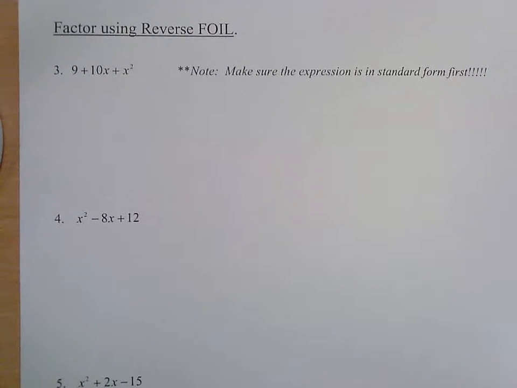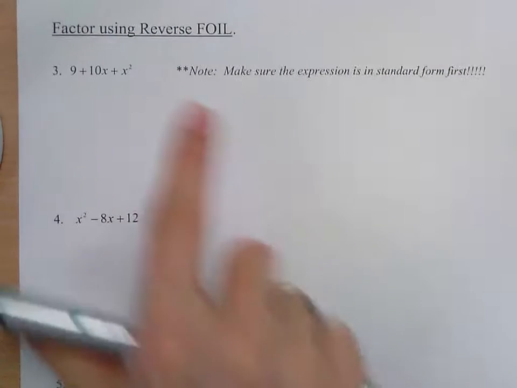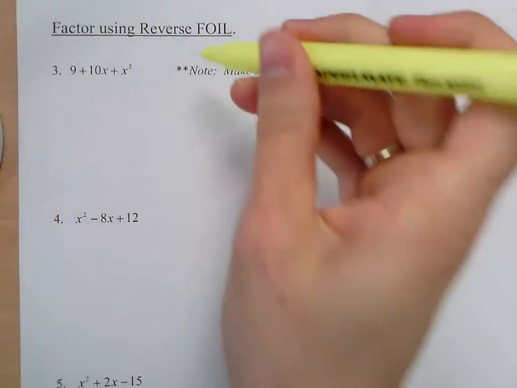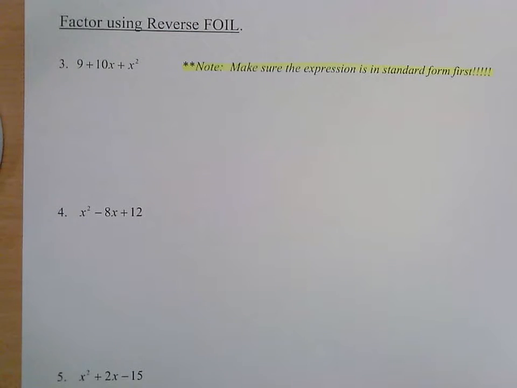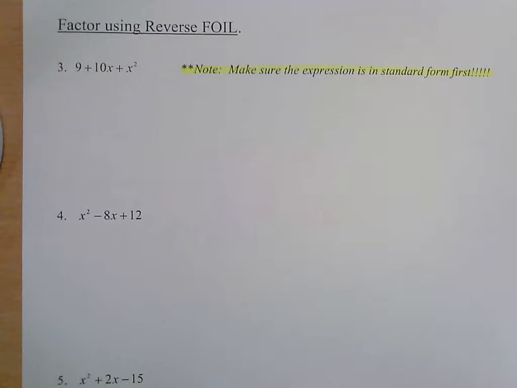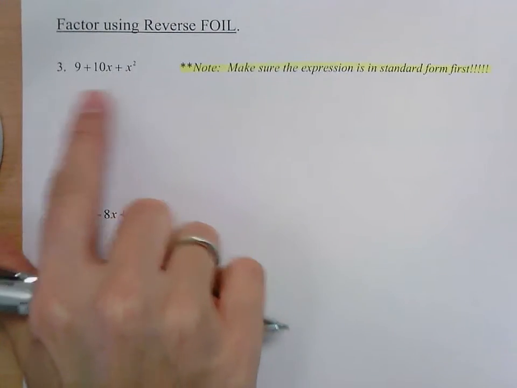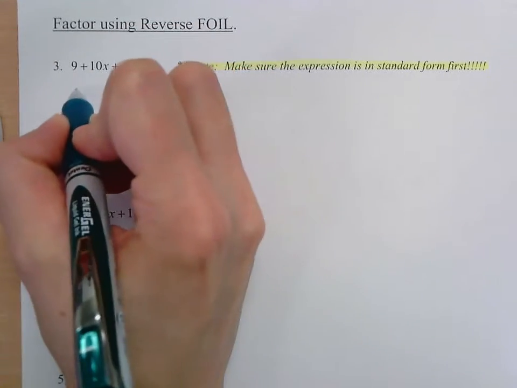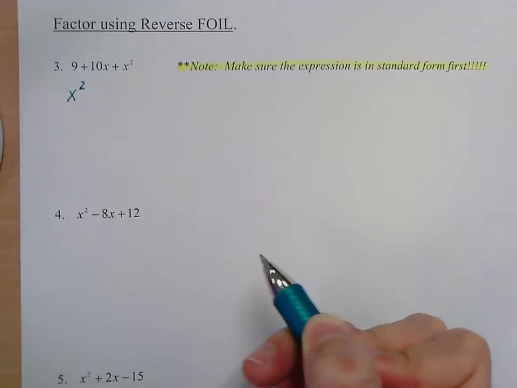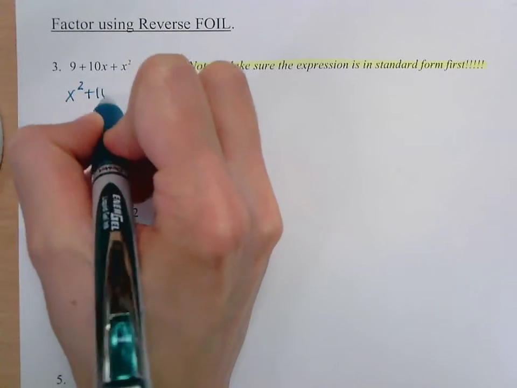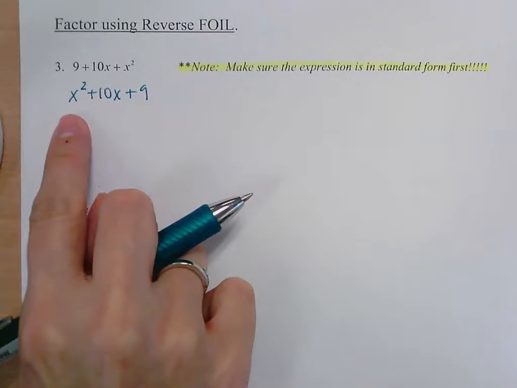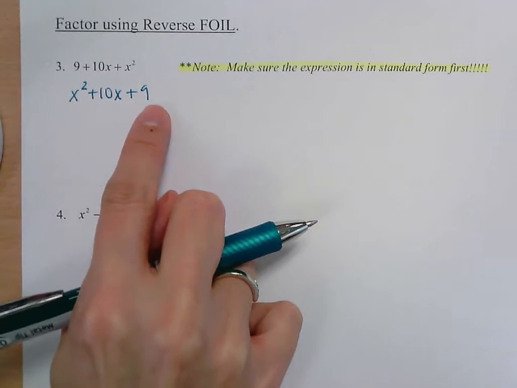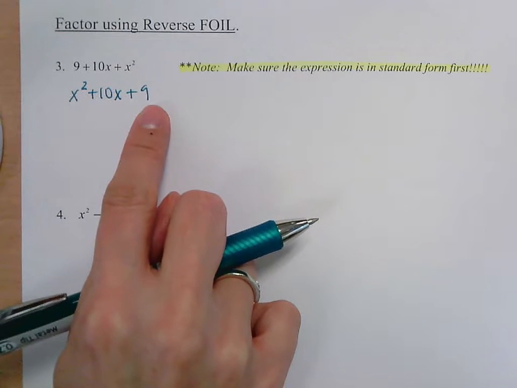You still have a trinomial, but look at that note. It says make sure the expression is in standard form first. Standard form again means highest exponent, highest degree down to the lowest. So I would actually want to flip this around and have the x squared in front, then plus 10x, and then plus 9. So you want the x squared term, then the x term, then the constant, the one without an x.